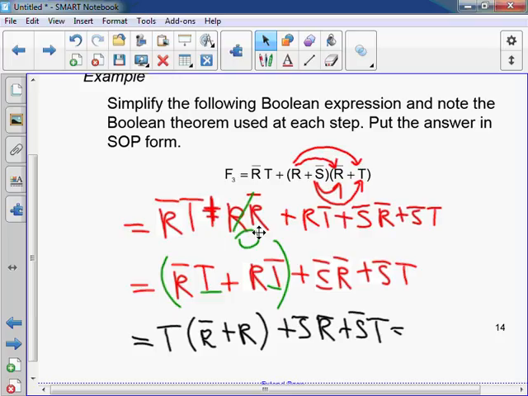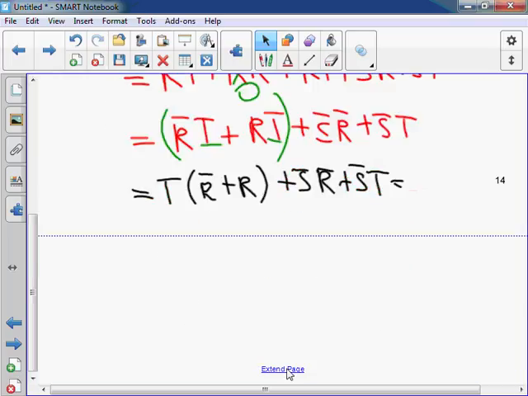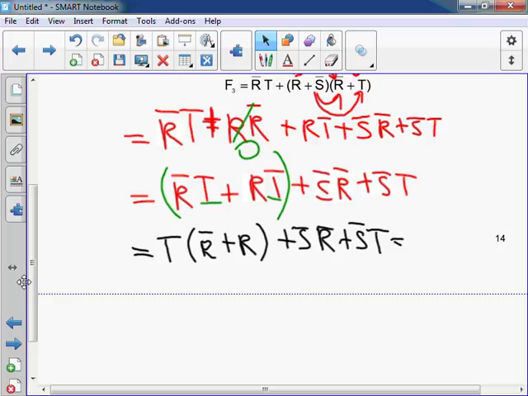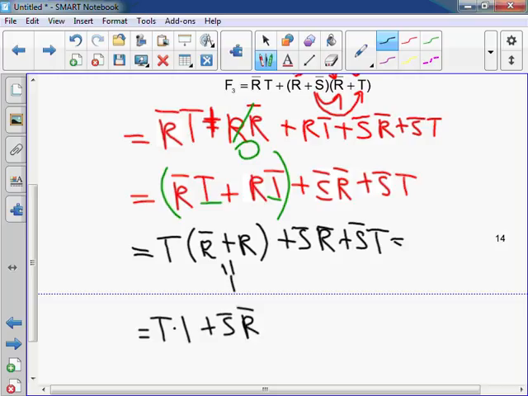And now I have r and not r at the same time in the parentheses. Well, this is the expression that's always true. This is like saying you are passing my class or you're not passing my class. That's true for everyone. So this expression is 1. Okay, so now I have 2 times 1 plus not s, not r, plus not s t.